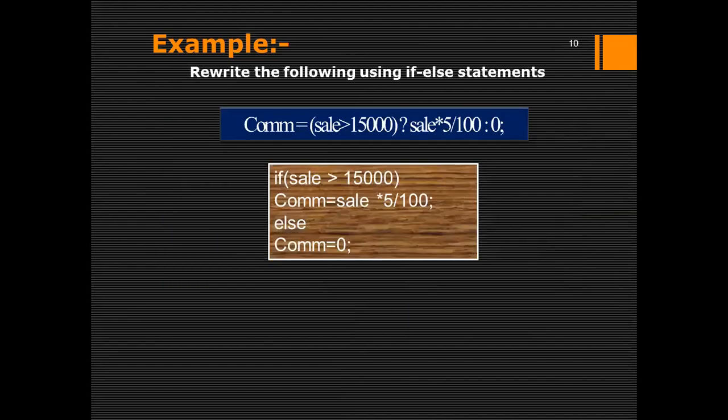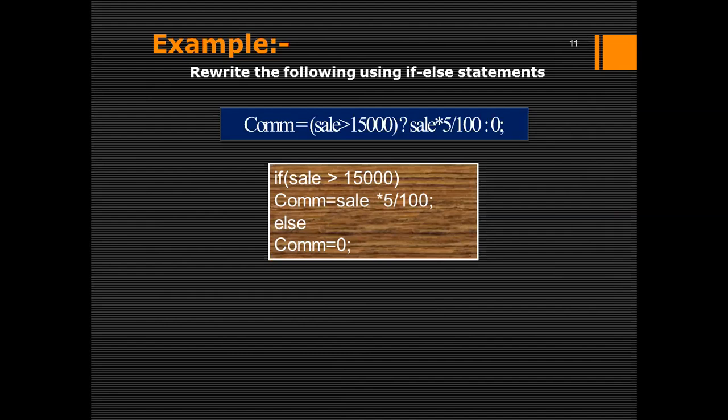A question can also be asked in the same way, like rewrite the following statement by using if-else statement. Now here a ternary statement is given to you. You have to write the same code by using if-else statement. So look at the code. Commission is equal to sale greater than 15,000, then 5% of sale, otherwise 0.